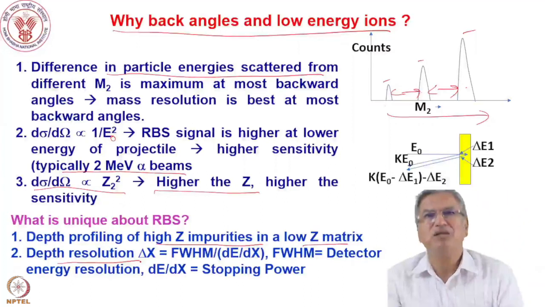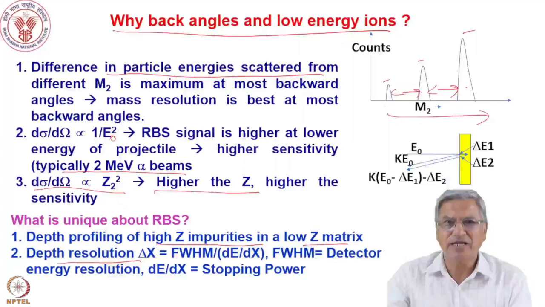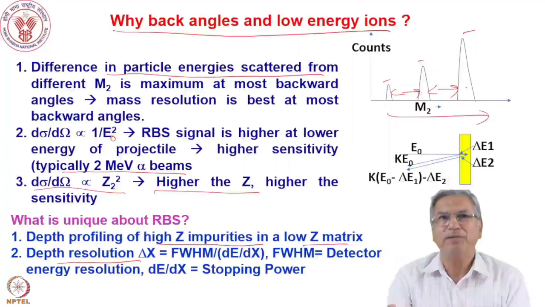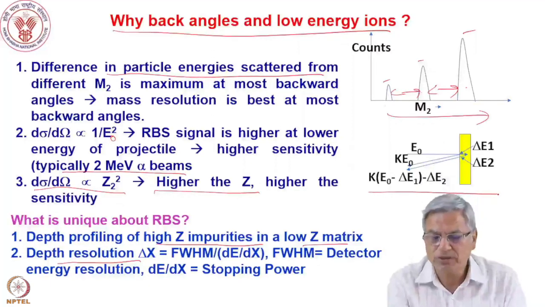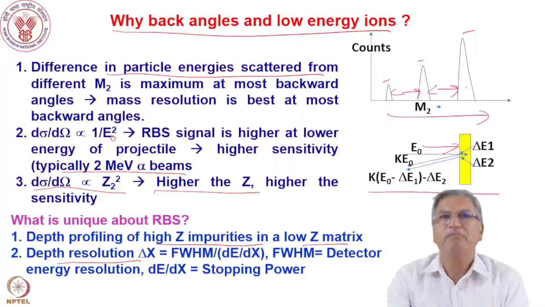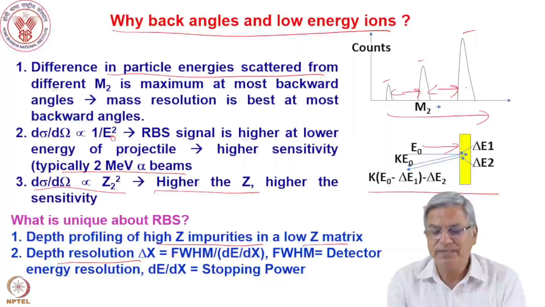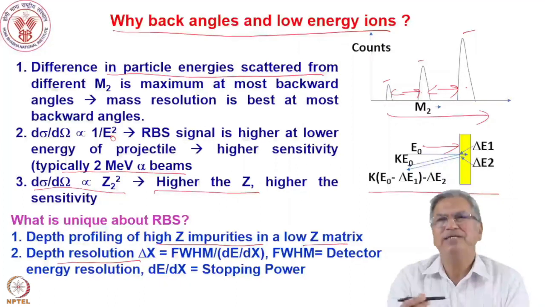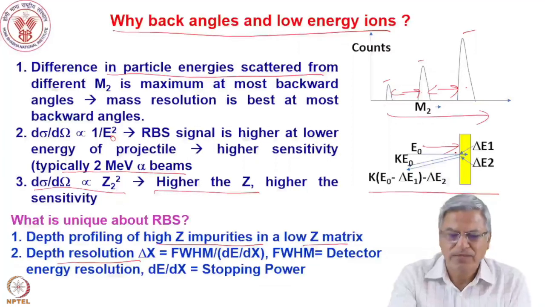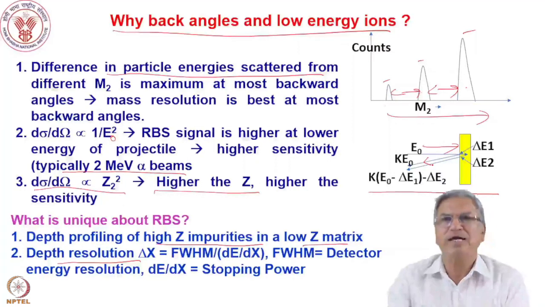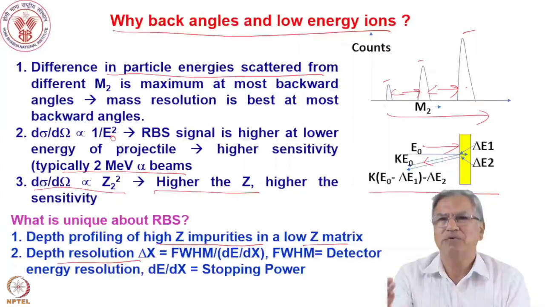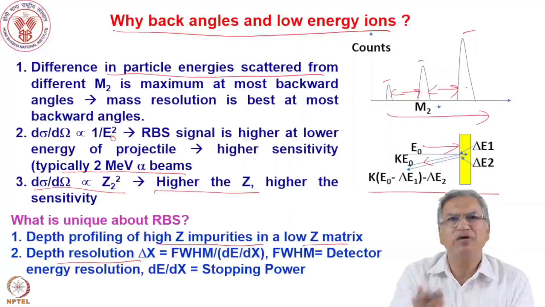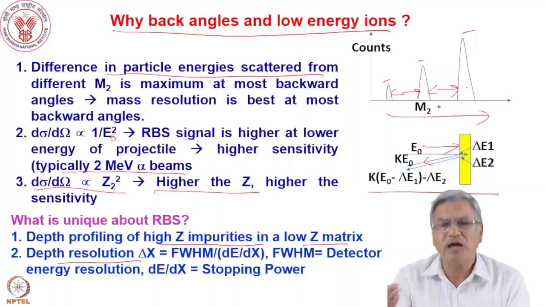You can do depth profiling by the RBS technique because the backscattered ion energy will be different depending upon the depth from which the scattering takes place. I will elaborate this using this cartoon. You have a projectile of energy E0 bombarding the target, and I have shown a thick target. There will be backscattering at every depth of the target. From the surface, the backscattered projectile energy will be K into E0, where K is the kinematic factor. So the energy is well known. For a particular M2, you can find the energy, because K you can calculate exactly. K depends upon M1, M2, theta.